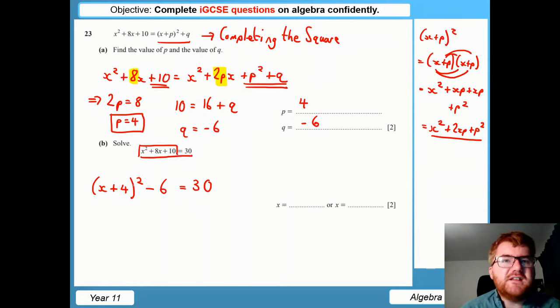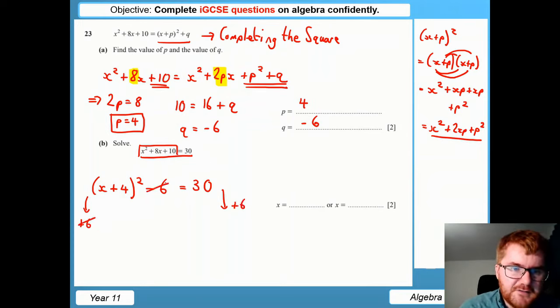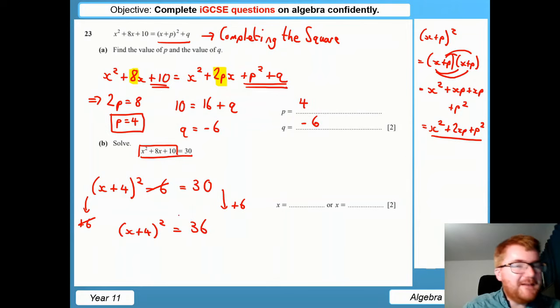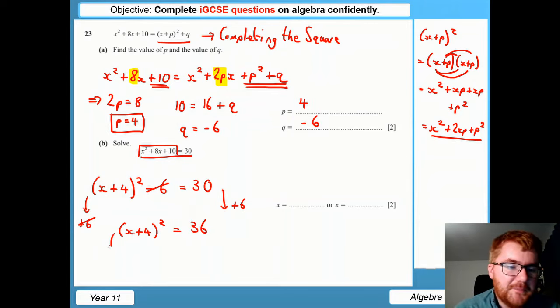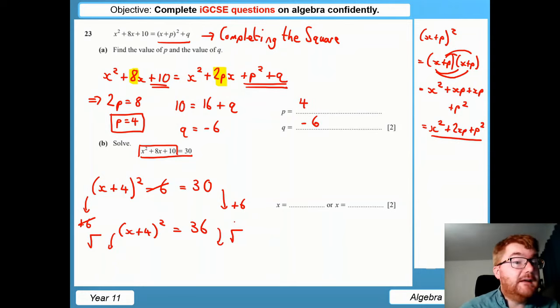So we're going to solve this like a normal equation. First of all, minus 6 is irritating me. So what's the opposite of minus 6? Well, that's plus 6 on both sides. This cancels, leaving us with just this bracket. And then 30 plus 6 is 36. Now the squaring is annoying me because I want to get x on its own here. So what's the opposite of squaring? Well, we're going to square root both sides. This is where we have to be a bit careful.